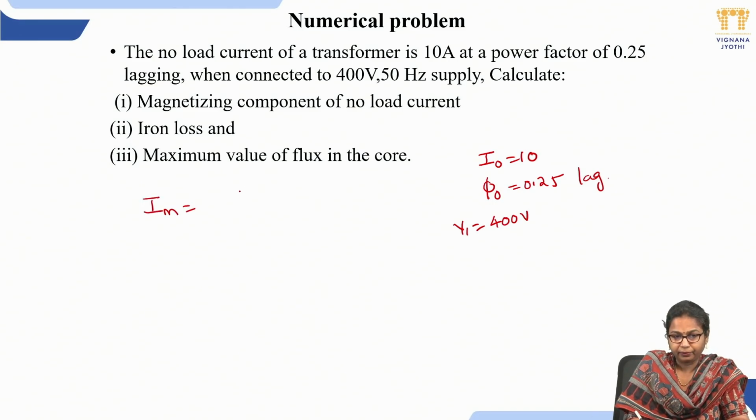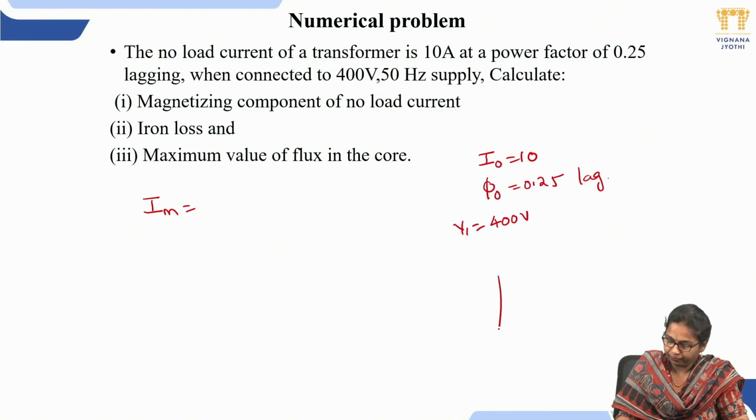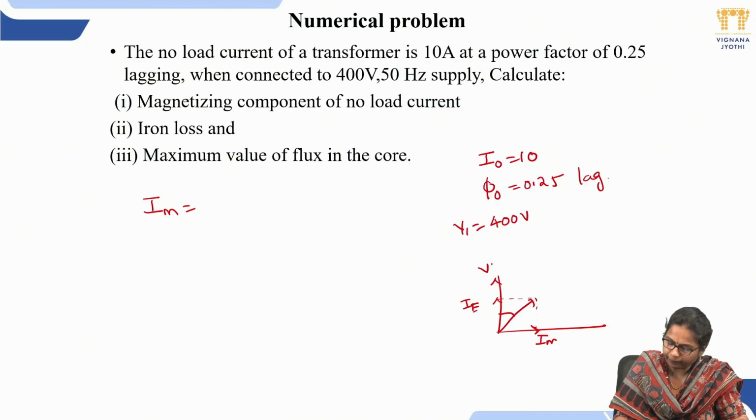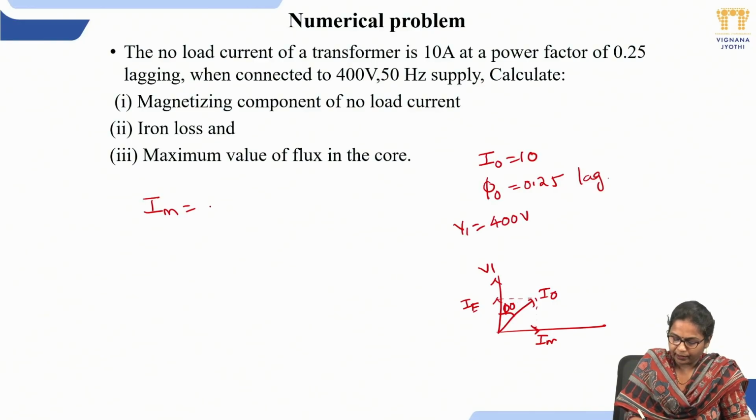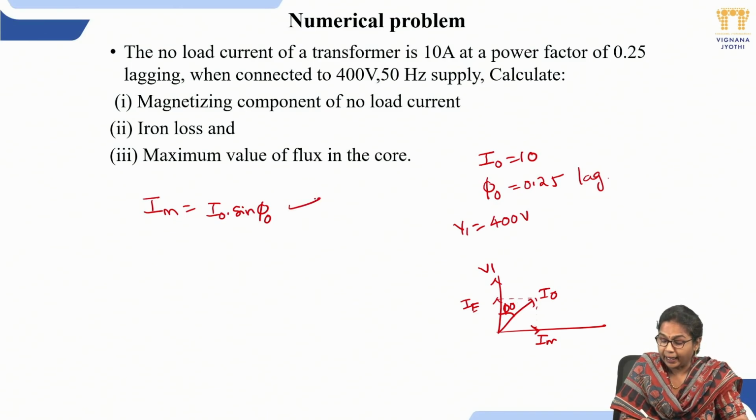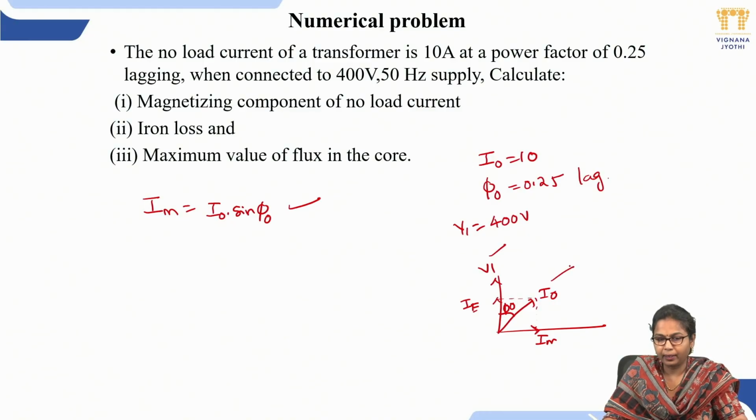We have already deduced this from the derived phasor diagram, where we have taken V1 and I naught, so this is a right angle triangle. So Im is I naught into sin phi naught. We can also calculate using this equation. And then iron losses. So we have the primary current, the no load current.